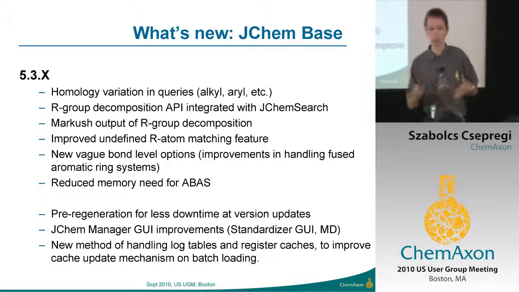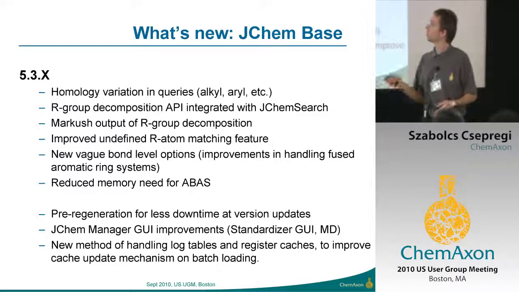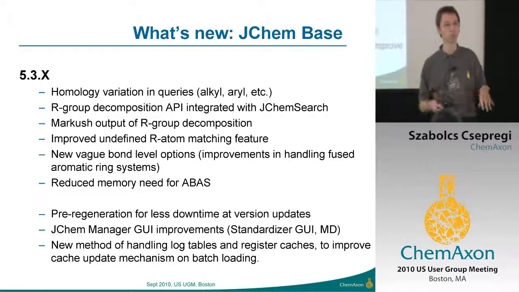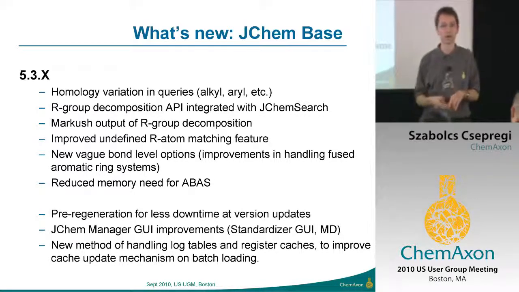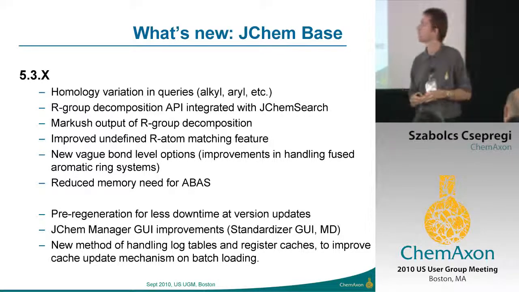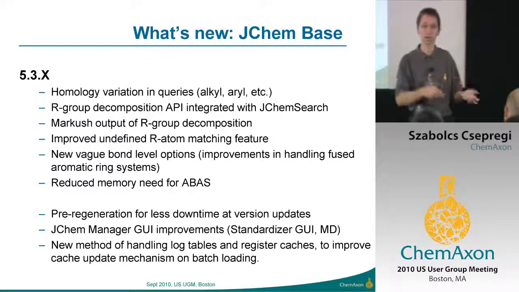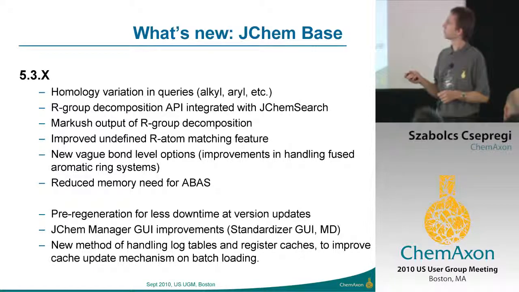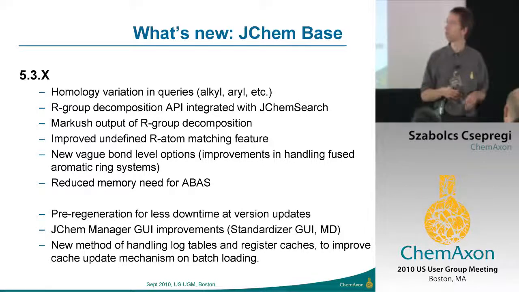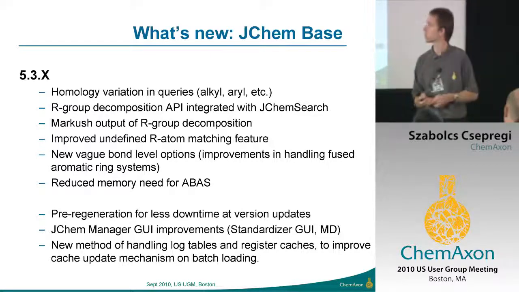For this R group decomposition, and also for R group decomposition on molecule objects, we added a new output to create a Markush structure directly from the R table. So it's not just a tabular R view that can be displayed, but also a compact Markush structure can be created from it, and then that can be fed back to our other Markush tools. I have mentioned the new R-atom matching feature. I will have a demo of it later. And we have added some new weak bond level options and reduced the memory for the atom-by-atom searching.